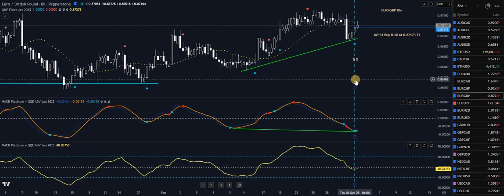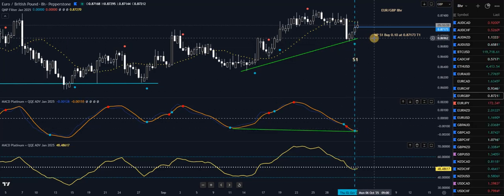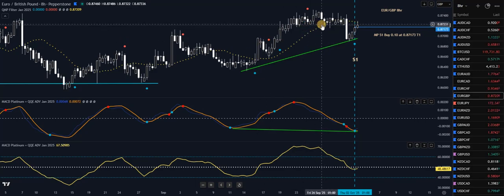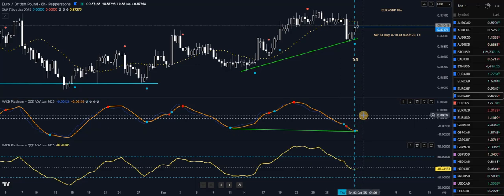Euro pound, in this buy, hidden bullish divergence, valid high probability setup, MP, MACD platinum buy, this one buy. There were a couple of sells on, I just closed them, stopped out for profit. So just waiting, MACD platinum will go up to the zero level, it's all good.